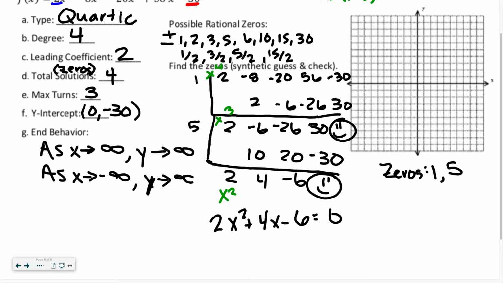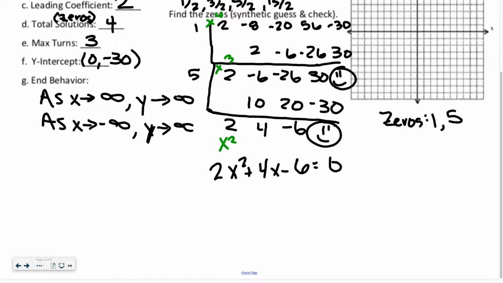What do you notice about all 3 terms right there? This is a 0. They all have a factor of 2. So we'll take out the 2. We have x squared plus 2x minus 3. Do you have factors of -3 that add to make 2? 1 and 2.